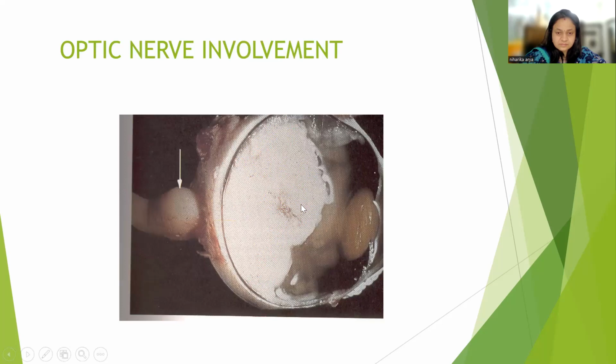This is the dissected part of an eye, as seen in pathology. You can see the cut part of an eyeball. This is the whitish calcified part, which is the retinoblastoma, and it involves the optic nerve. This is the lens, the anterior part of the eyeball, this is the vitreous cavity and the retina, and you can see the calcification. This is the retinoblastoma, which is also involving the optic nerve. Here you can see the bulging of the optic nerve, so optic nerve involvement is also there.